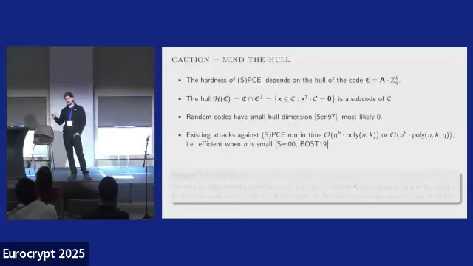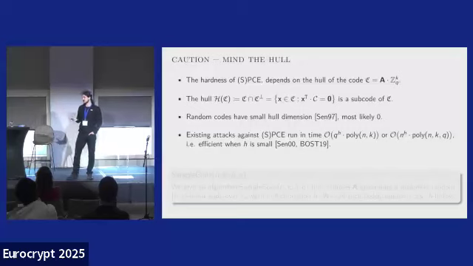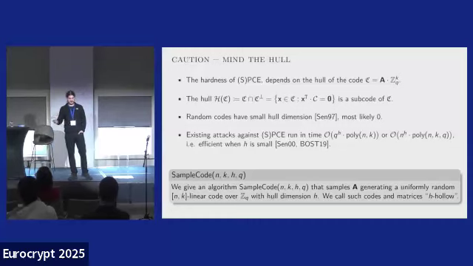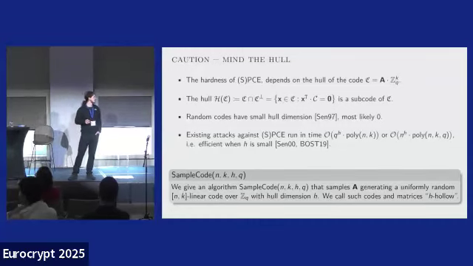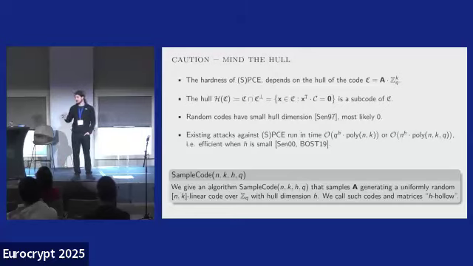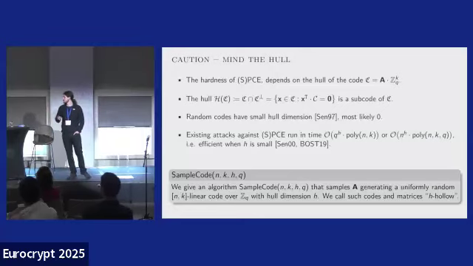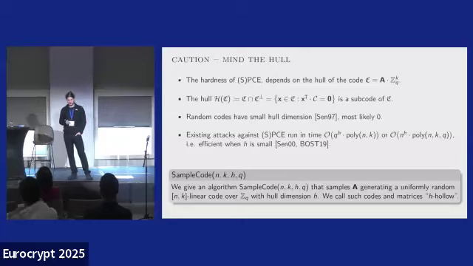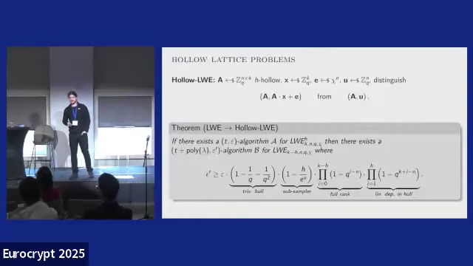Essentially, because the hull dimension of a random code is small, in fact most likely 0, SPC is easy on average. So we have to fix this. We give an algorithm that, for a desired hull dimension H, samples a uniformly random generator matrix for a code with that hull dimension. We call these codes or matrices H-hollow, as in having hull of dimension H. This fixes the coding theory bit, but now we have to go back to lattices and check that we haven't messed anything up.